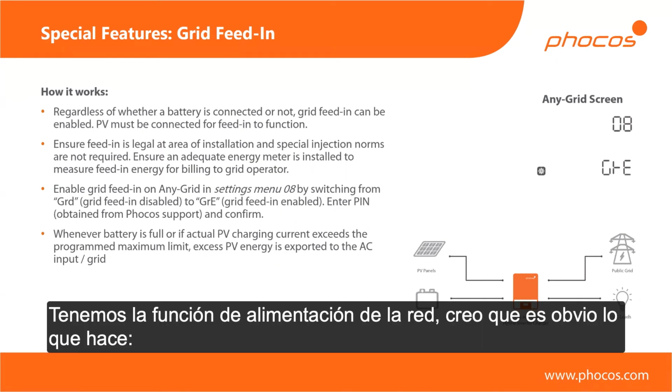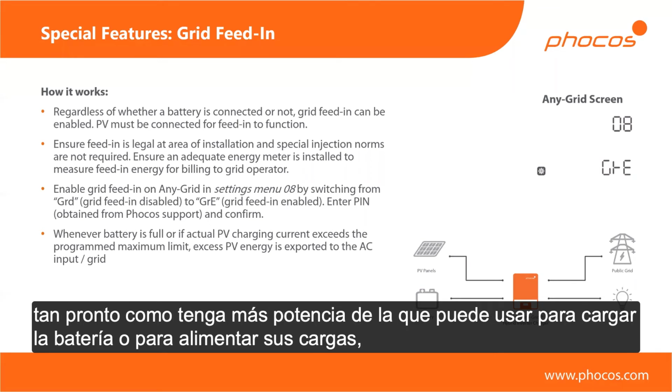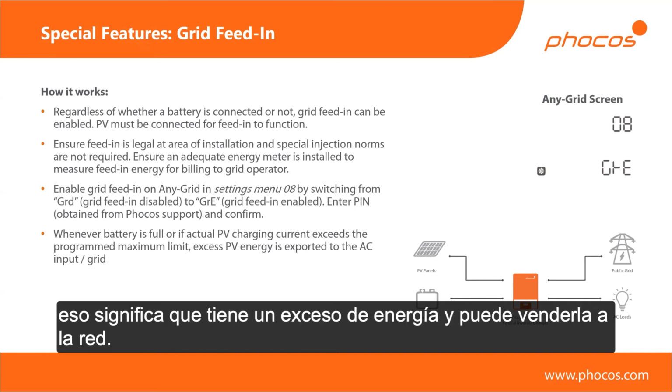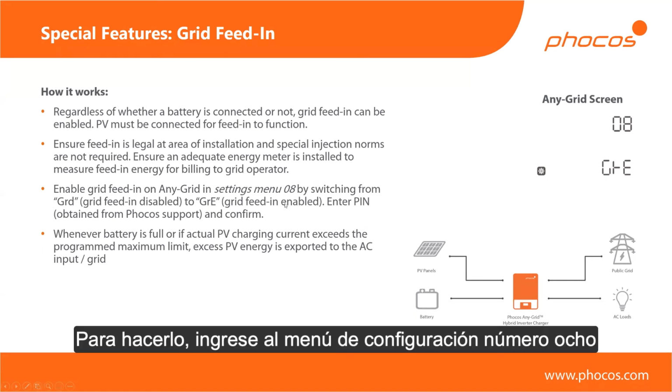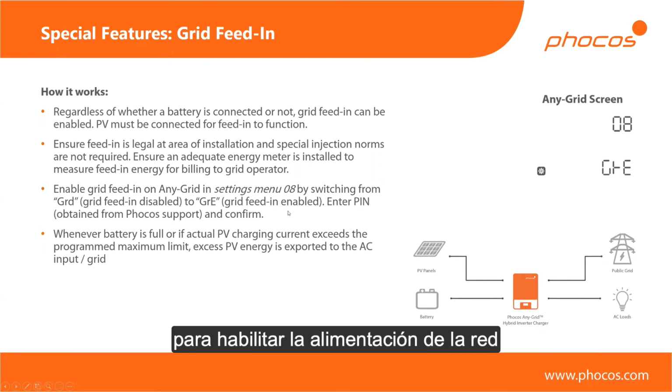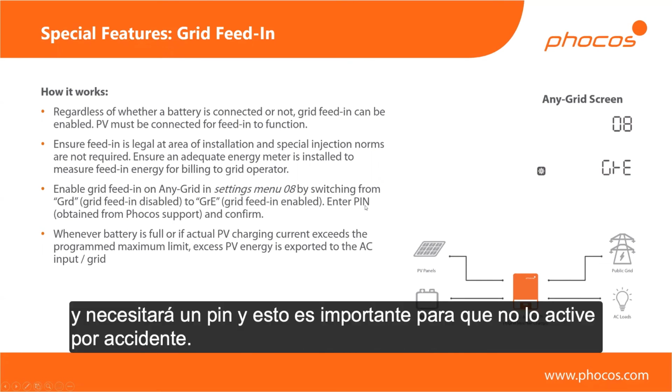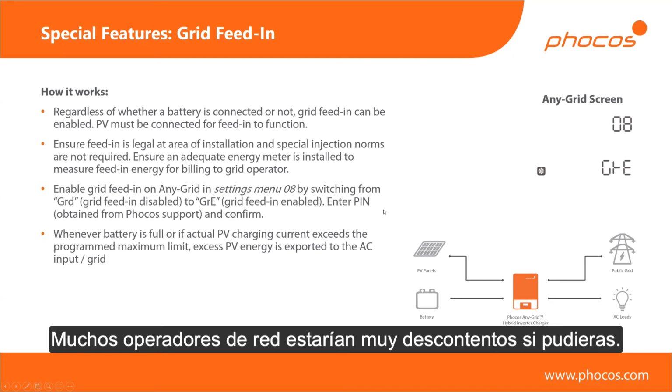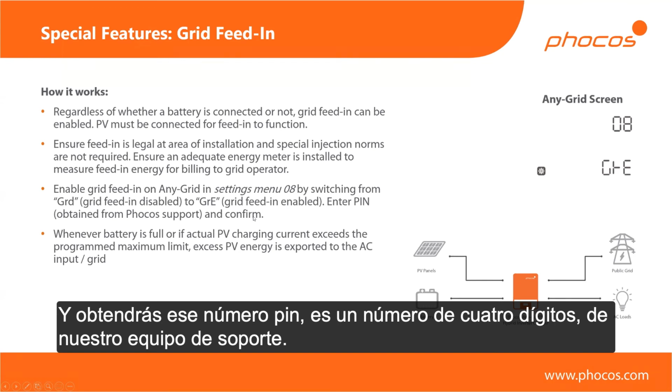We have the grid feed-in feature. I think it's obvious what it does. As soon as you have more power that you can either use to charge your battery or to power your loads, that means you have excess power, and then you can sell that power to the grid. In order to do that, you go into settings menu number 8 to enable grid feed-in, and you will require a PIN, and this is important so that you don't activate it by accident. A lot of grid operators would be very unhappy if you could, and you will get that PIN number. It's a 4-digit number from our support team.